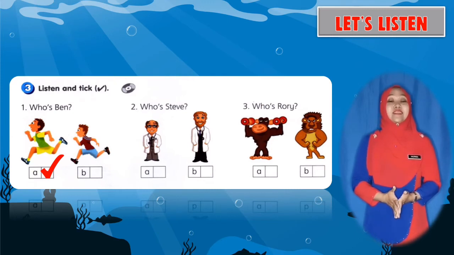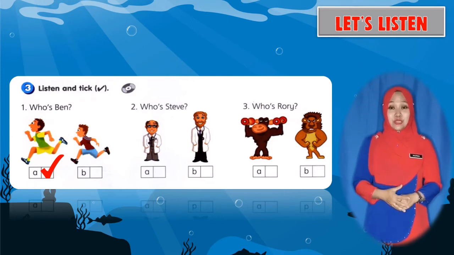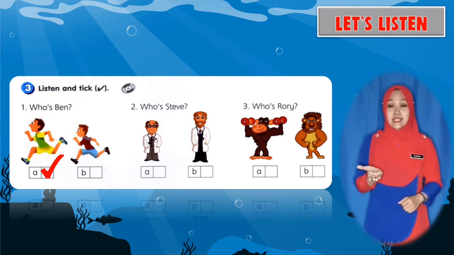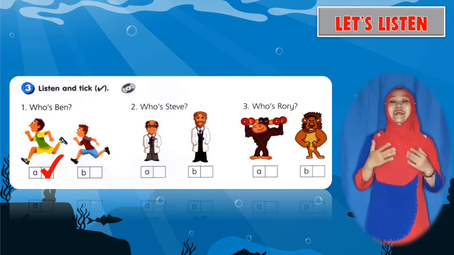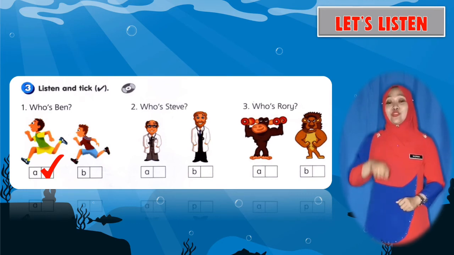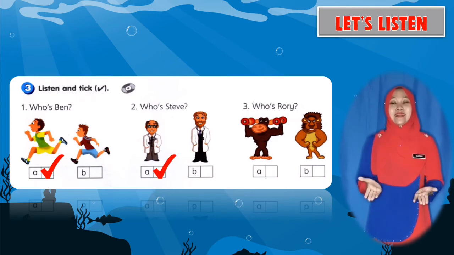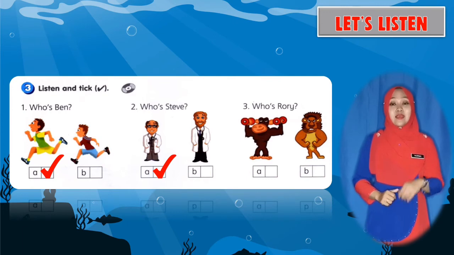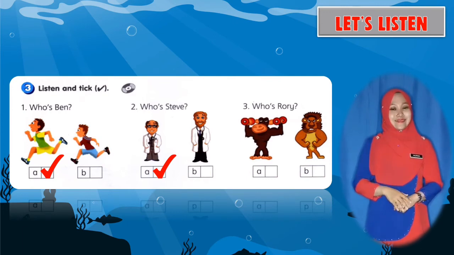You have just listened to description number 2. Now can you please choose which picture is Steve, picture A or picture B? Again, the answer is picture A, so you have to tick in the box next to A. The last picture. Please listen to description number 3.